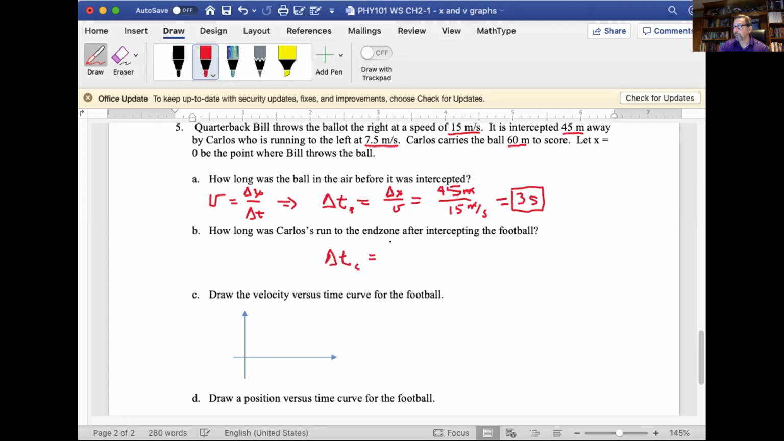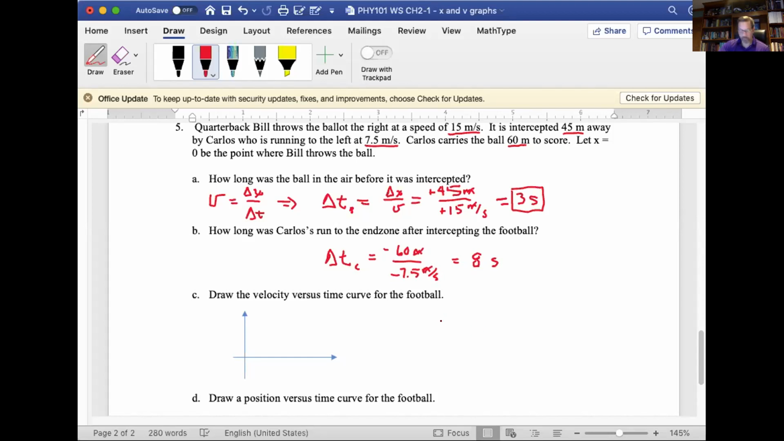The displacement here for Carlos running is best said as minus 60 meters, right? He intercepted the ball and went the other direction. So if Bill threw the ball 45 meters in the positive direction, when you intercept, you run it back the other way. So that's minus 60 meters, divided by a speed of 7.5 meters per second. But this is also negative, right? Because the 15 was in the positive direction, and Carlos is running in the opposite direction. Again, 60 divided by 7.5. I did that on my calculator last night, so I know that's 8. Then the meters cancel, and sure enough, I've got seconds, and it turned out to be positive.